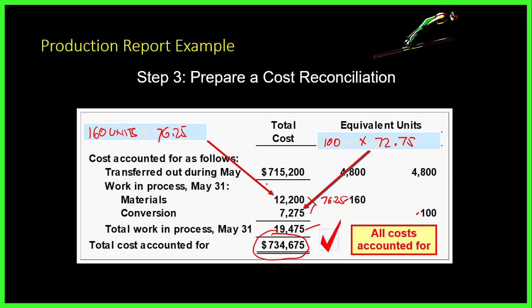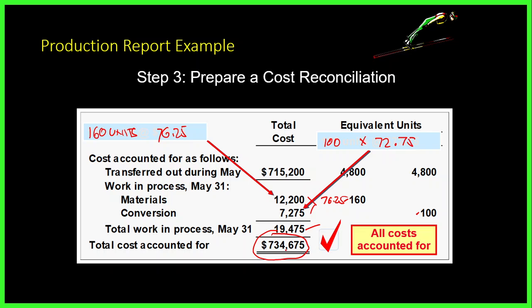Total mo siya, dagdag mo siya sa 715 and the total is 434,675. Na-discuss na natin to noon, okay? If there are no errors, okay, magbabalanse yan. Actually, kahit may error, pag minsan nagbabalanse yan. So, mali pala yun, no? Dapat ang in-emphasize ko, not because the total cost to be accounted for and the total cost as accounted for is equal, it doesn't mean that your cost of production report is already okay.